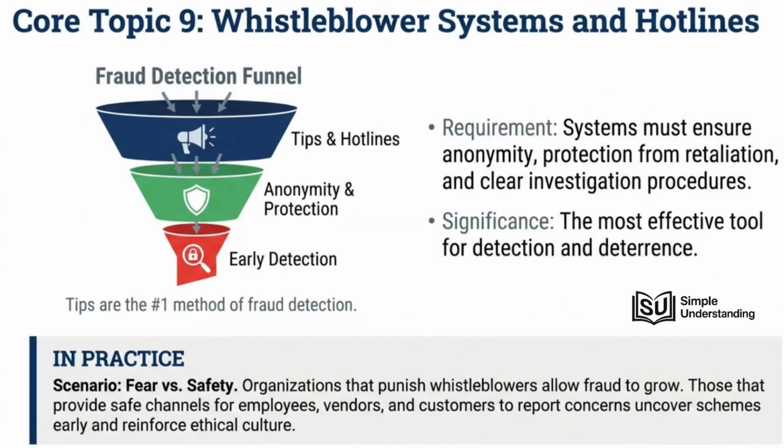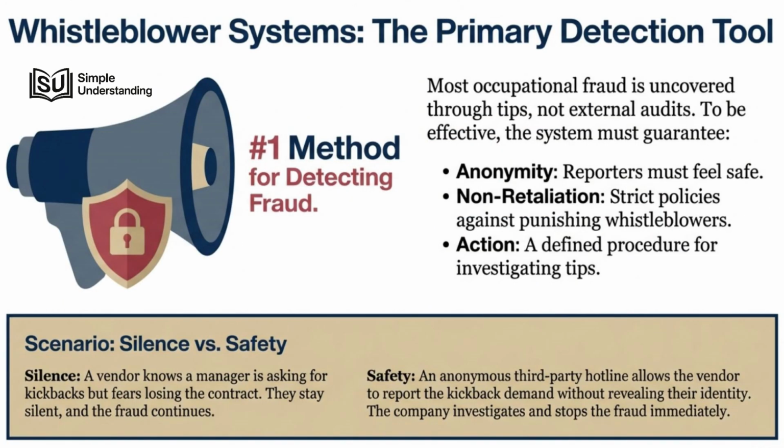9. Whistleblower systems and hotlines. Whistleblower mechanisms provide confidential channels for reporting suspected misconduct. The exam emphasizes their importance as the most effective detection and deterrence tool, as most occupational fraud is uncovered through tips. Systems must ensure anonymity, protection from retaliation, and proper investigation procedures.